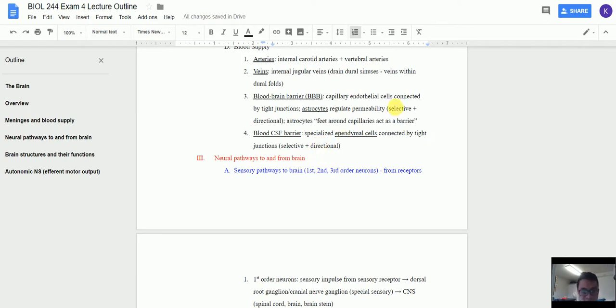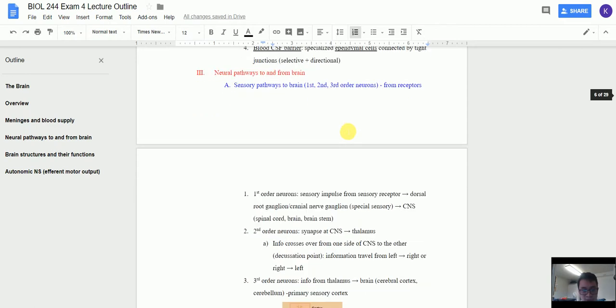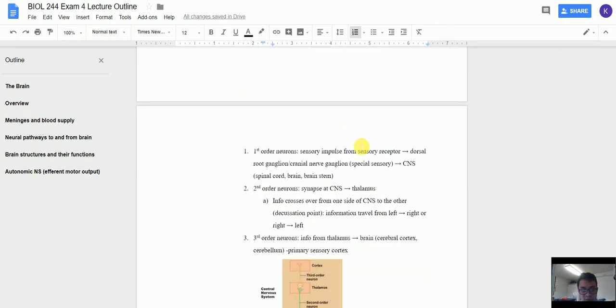There are neural pathways to and from the brain. There's a sensory pathway to the brain. First, second, and third order neurons from receptors are used here. First order neurons carry the sensory impulse from sensory receptors, then go to the dorsal root ganglion or the cranial nerve ganglion, special sensory, to the central nervous system: spinal cord, brain, and brainstem. Then the second order neurons synapse. The first synapse is at the central nervous system, then to the thalamus.